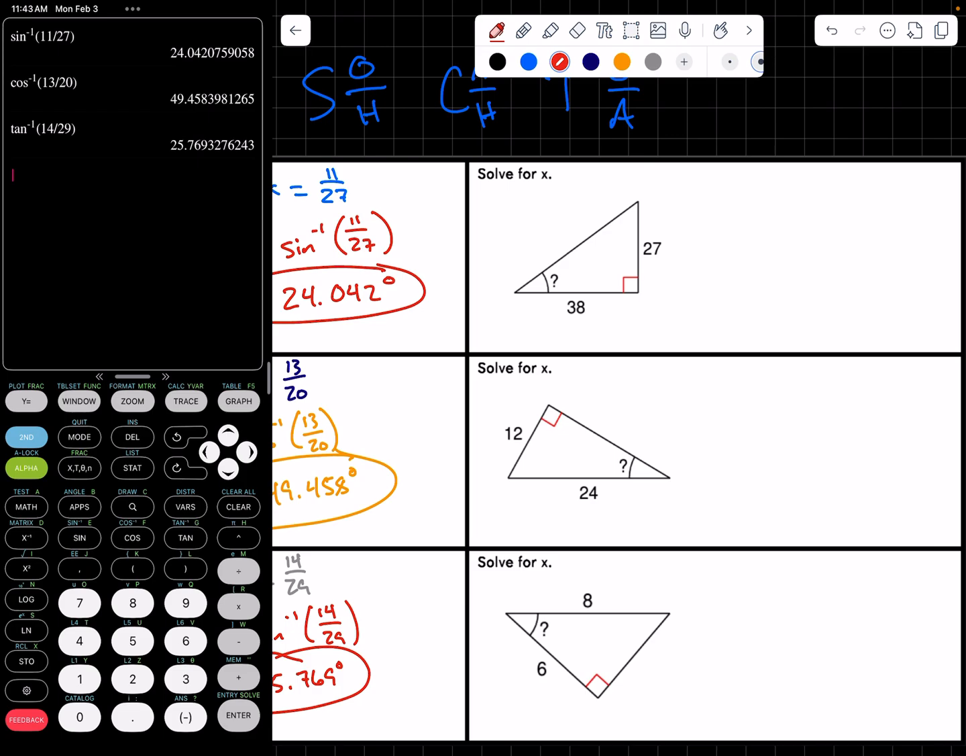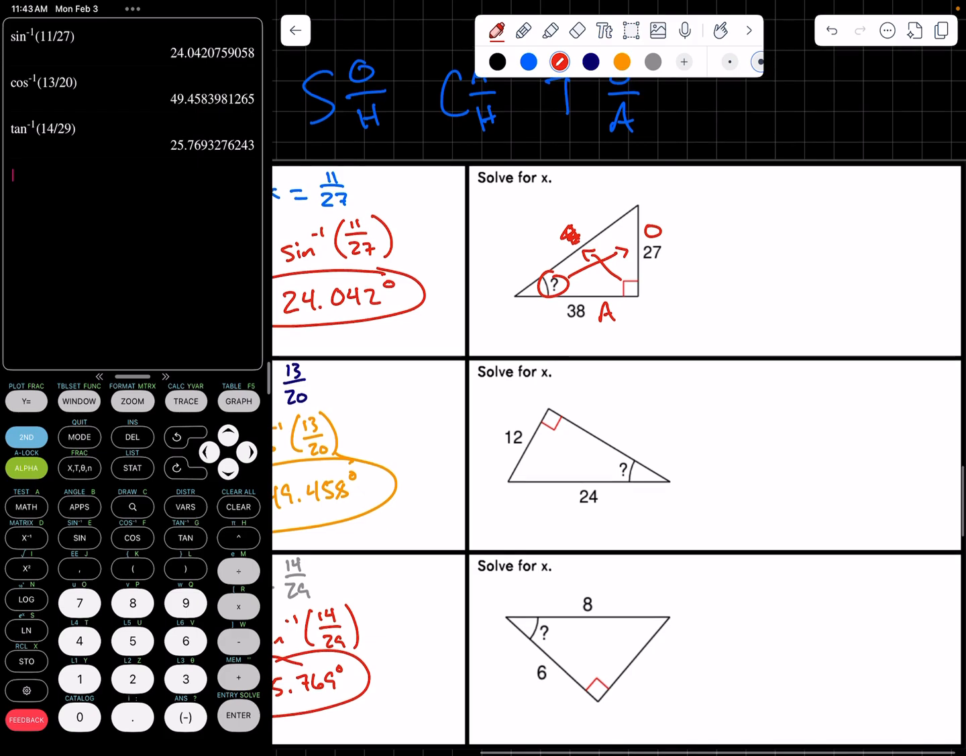Okay, we have our hypotenuse, our opposite, and our adjacent. We don't have a hypotenuse, so we're going to be using tangent. Tangent of x equals opposite 27 over adjacent 38. We're going to use our inverse tangent function. So x is going to equal tangent inverse of 27 over 38.